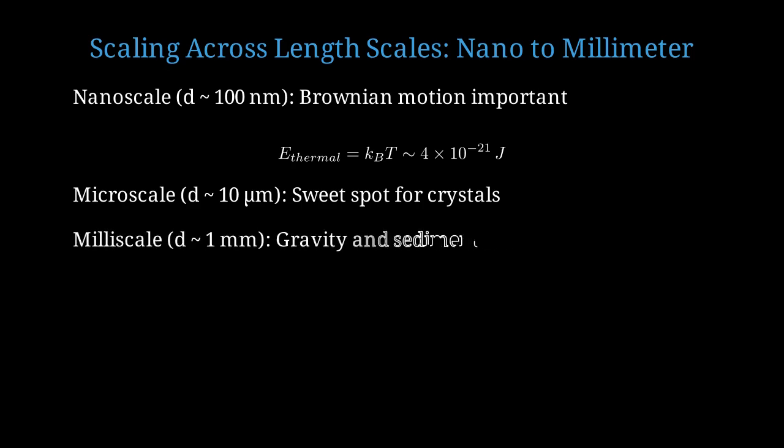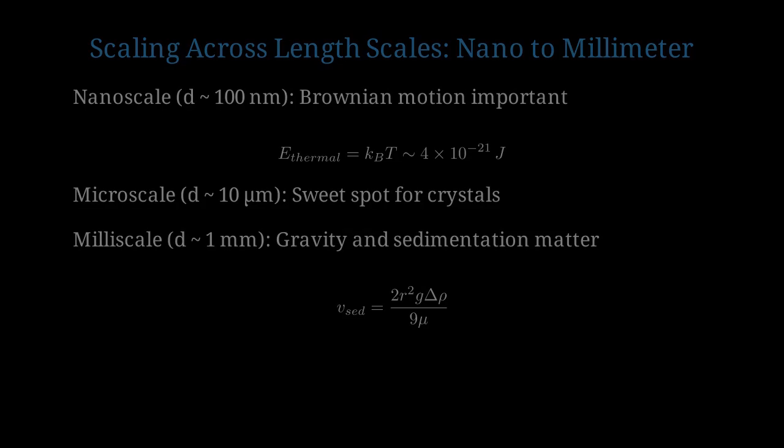At the millimeter scale, gravity becomes important. Particles sediment faster. You need higher viscosity fluids or density matching to keep them suspended. Reynolds numbers also start creeping up. The sedimentation velocity equals 2r squared g delta rho over 9 mu, where delta rho is the density difference. This scales as r squared, so millimeter particles sediment 10,000 times faster than 10 micrometer particles.